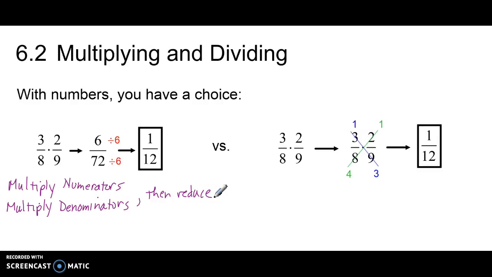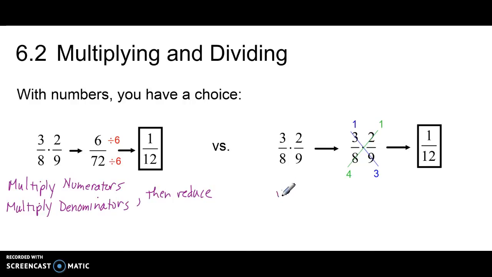And the key to this is the idea that you can cancel a numerator and a denominator even if they're not in the same fraction. Like in this example here, we're canceling the 3 and the 9, even though they're from two different fractions. And we're canceling the 2 and the 8, even though they're from two different fractions. And then multiplying the numerators and denominators is a lot easier because the numbers are smaller. So you would have 1 times 1 is 1, 4 times 3 is 12.